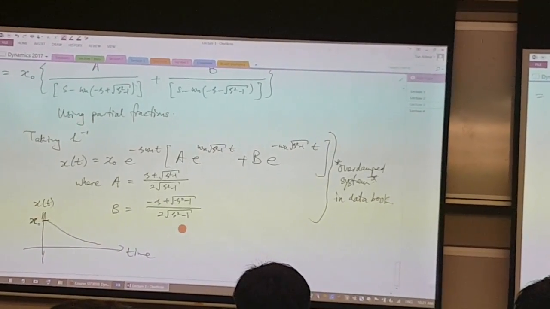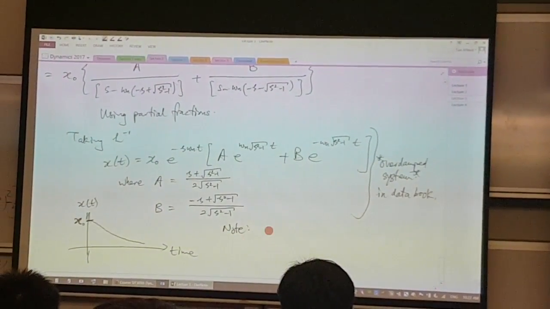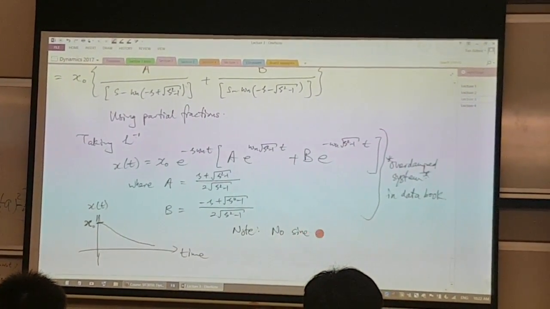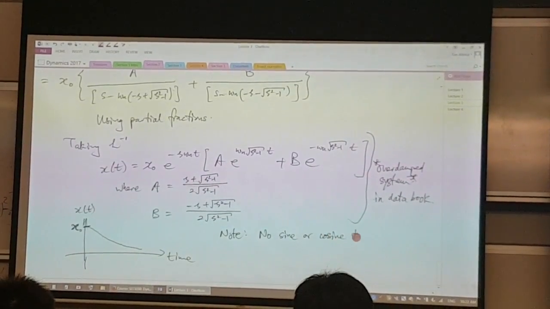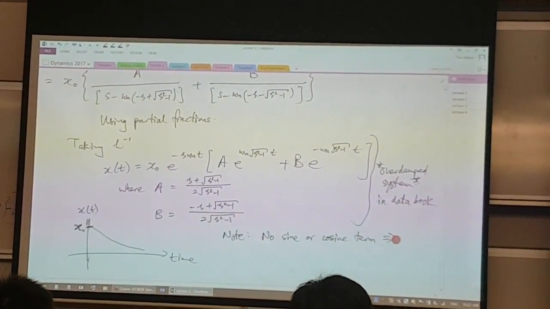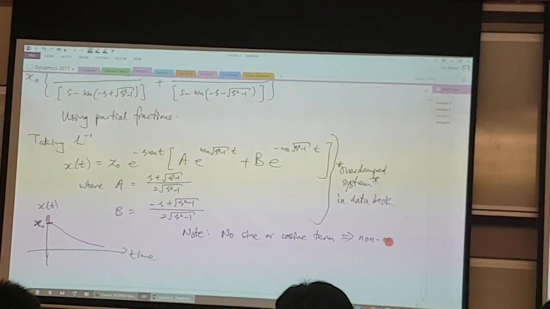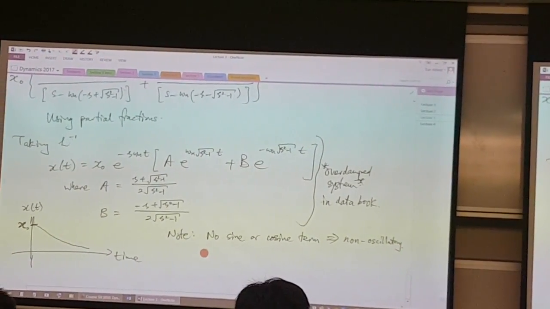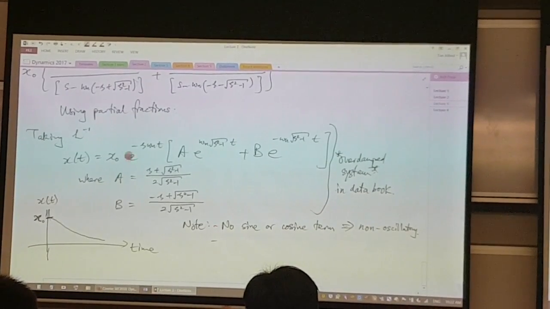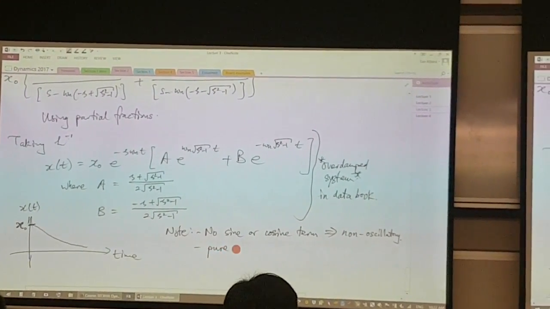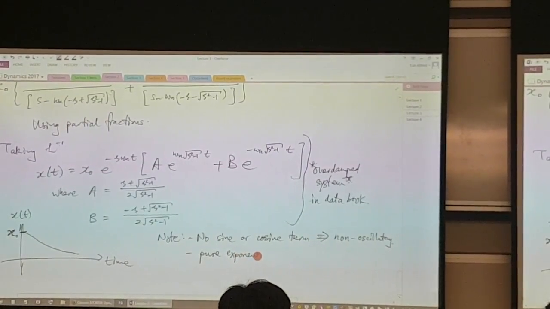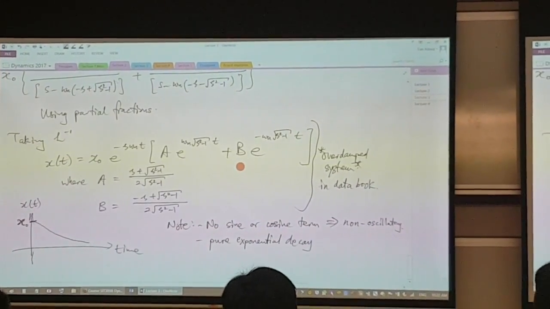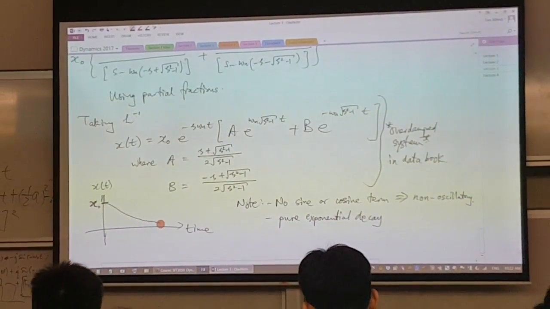So we can see that there are a few things to take note. First, in this equation here, there's no sine or cosine terms. That means it's a non-oscillatory response. And what you could see as well, there's this exponential. So it's actually a pure exponential decay expression. You can see that it's purely just decay.